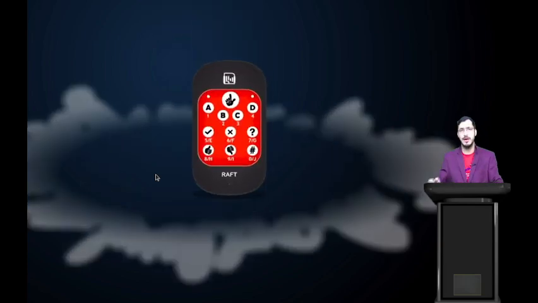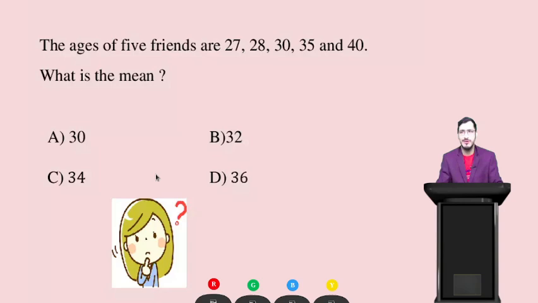Now here it's question time. I have a question for you. The ages of 5 friends are 27, 28, 30, 35 and 40. So what is the mean? I am giving you 30 seconds. Which option is correct here? Option A is 30, option B is 32, option C is 34 and option D is 36. Which option is correct here?